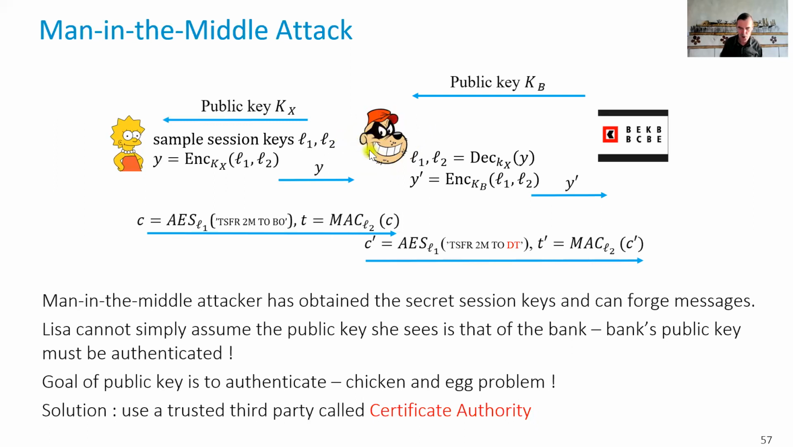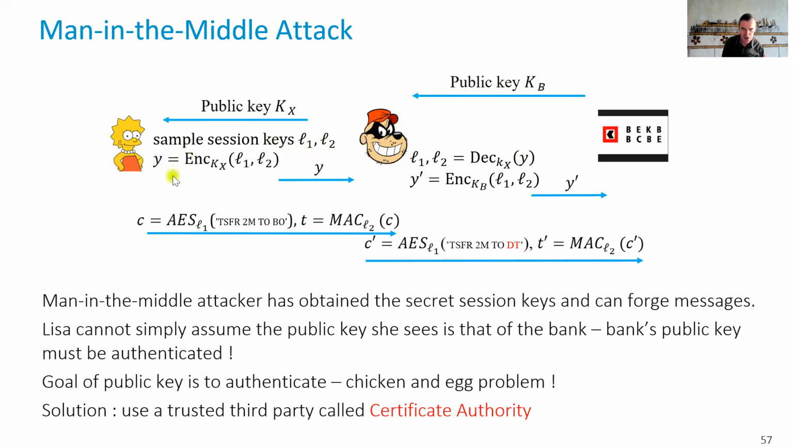What the bad guy could do is this: when Lisa goes to the bank, in fact Lisa does not go to the bank because the bad guy is in the middle, and will reply saying, yeah, I am your bank, and here is my public key. Therefore, Lisa will encrypt with the public key of the bad guy instead of the public key of the bank. Now, to the bank, the bad guy will pretend to be Lisa. So the bad guy will receive the public key of the bank.